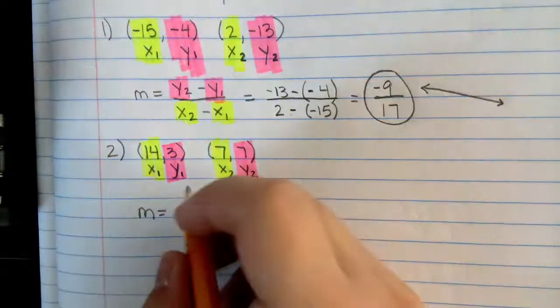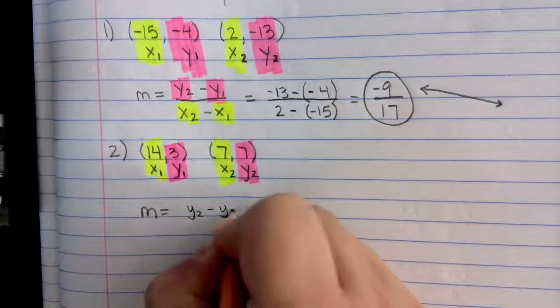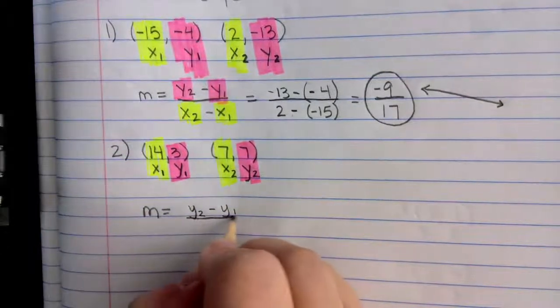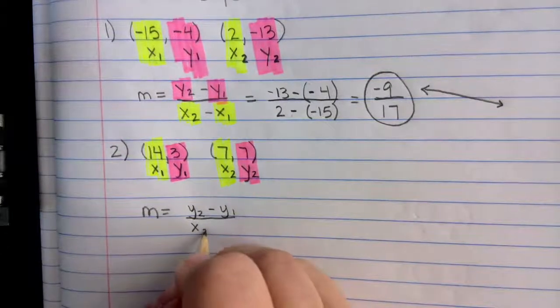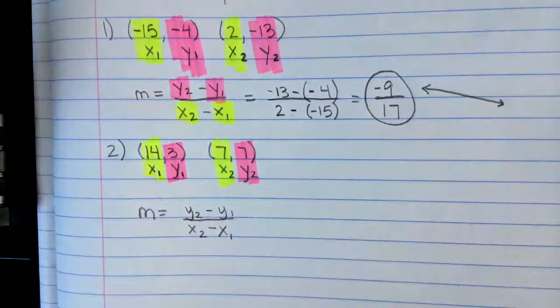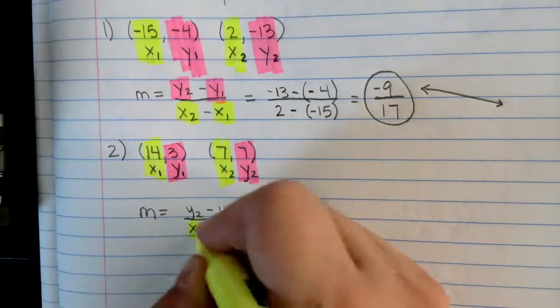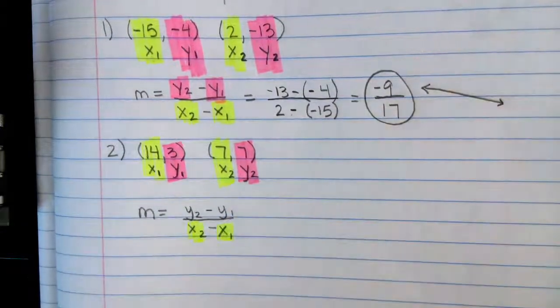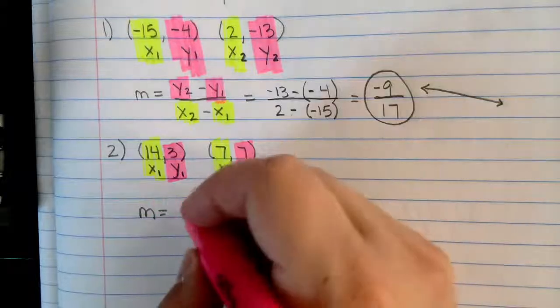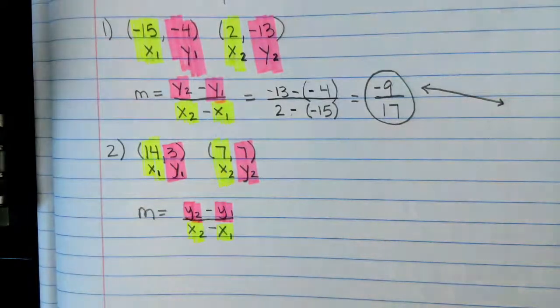Alright, so my formula is Y2 minus Y1 over X2 minus X1. And remember, you might hear a teacher say X sub 2, X sub 1. It means the same thing. They're just saying sub to let you know that that 2 is small. It's a subscript. What you would use if you're going to use Microsoft Word.